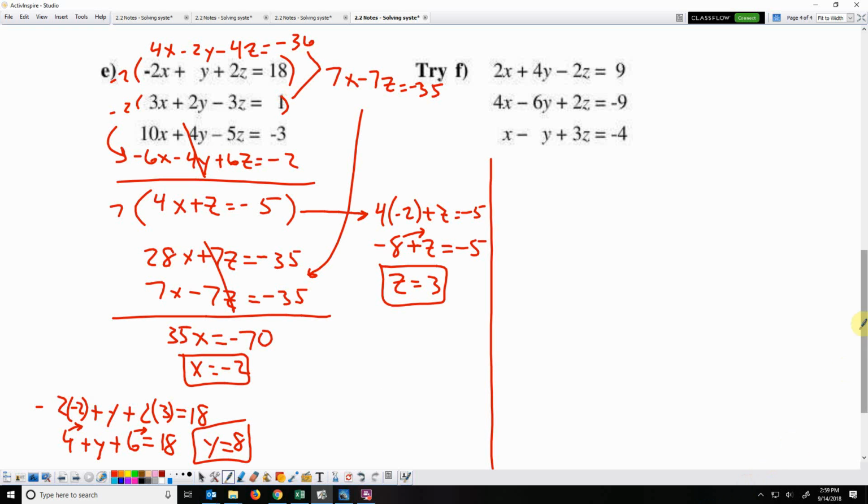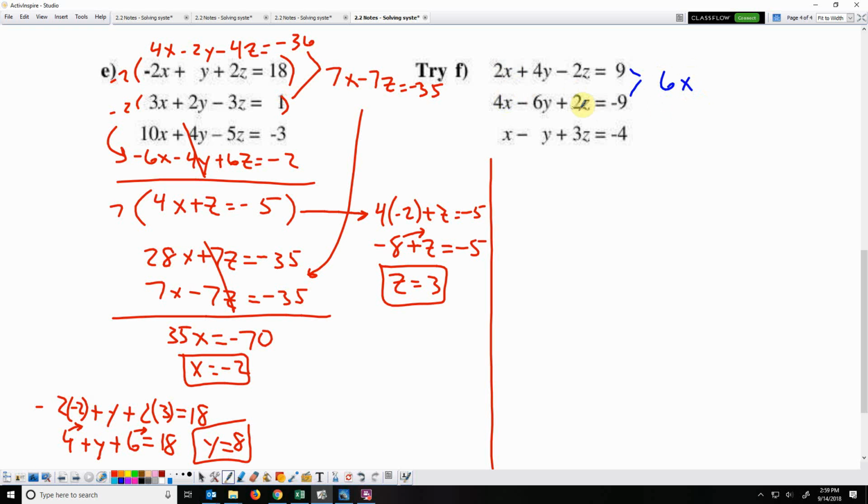Okay, and our last problem. To me, it looks like eliminating z's is going to be probably the easiest, simply because it's ready for us to eliminate. There it goes again. Tip of the stylus got stuck. So I'm going to combine those.